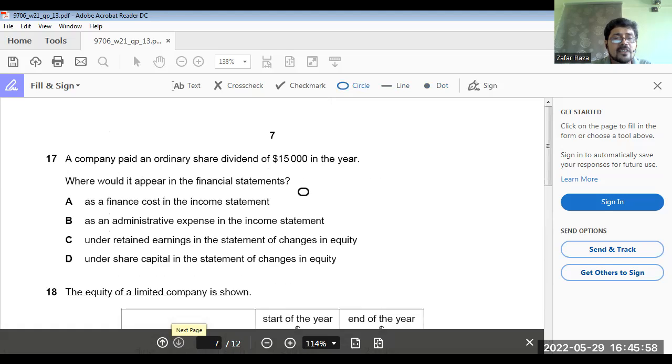A company paid an ordinary share dividend of $15,000 in the year. Where would it appear in the financial statements? Not in the income statement. These two options are useless. Under retained earnings in the statement of changes, or under share capital? Under retained earnings, obviously. Option C should be the answer. Getting my point here?